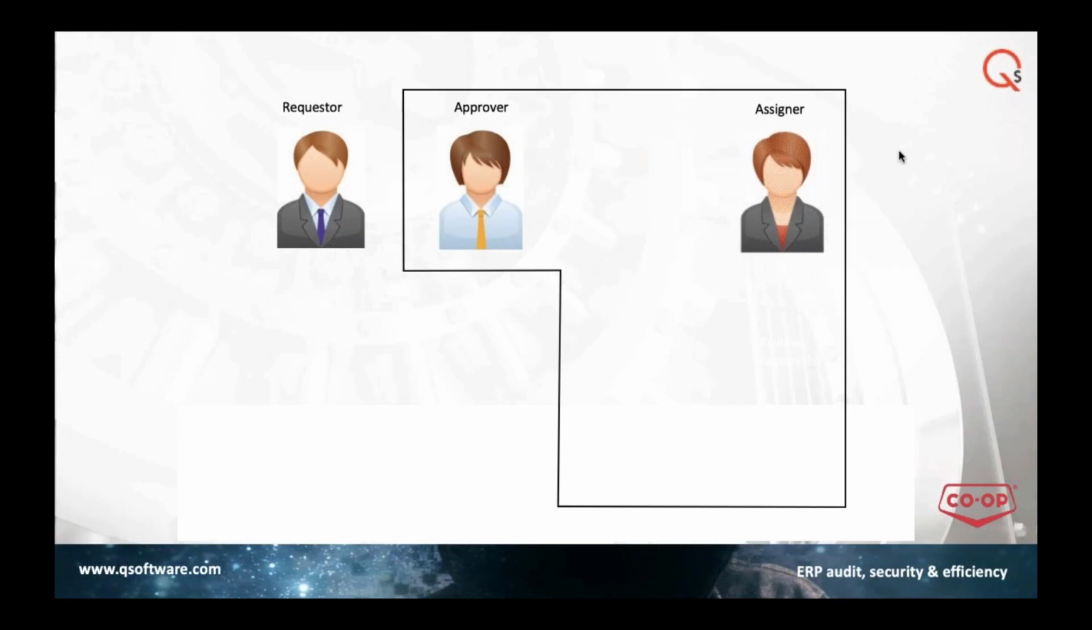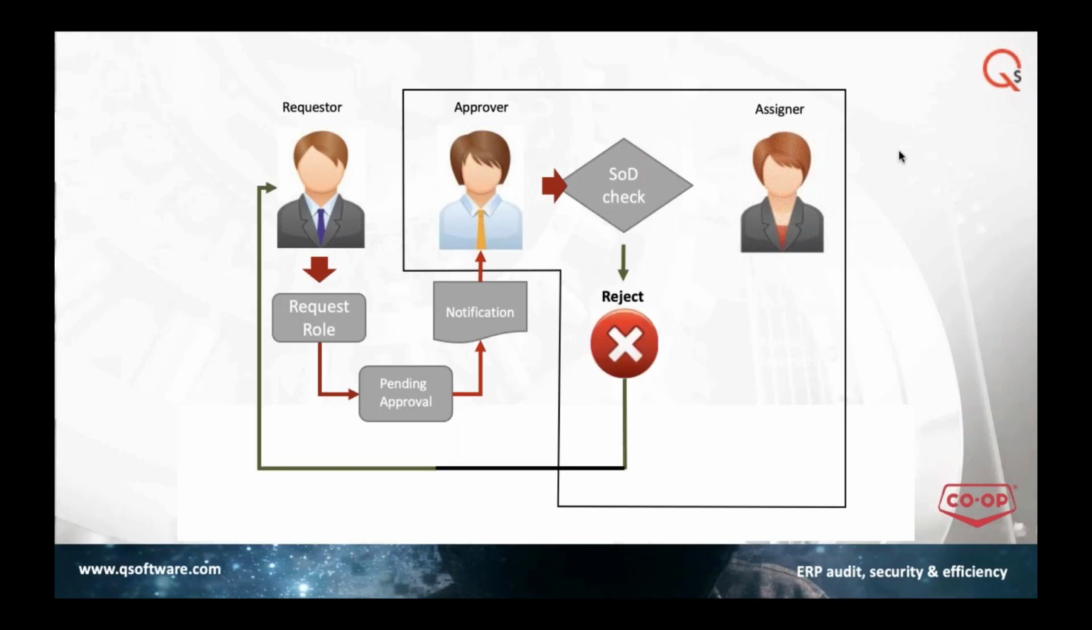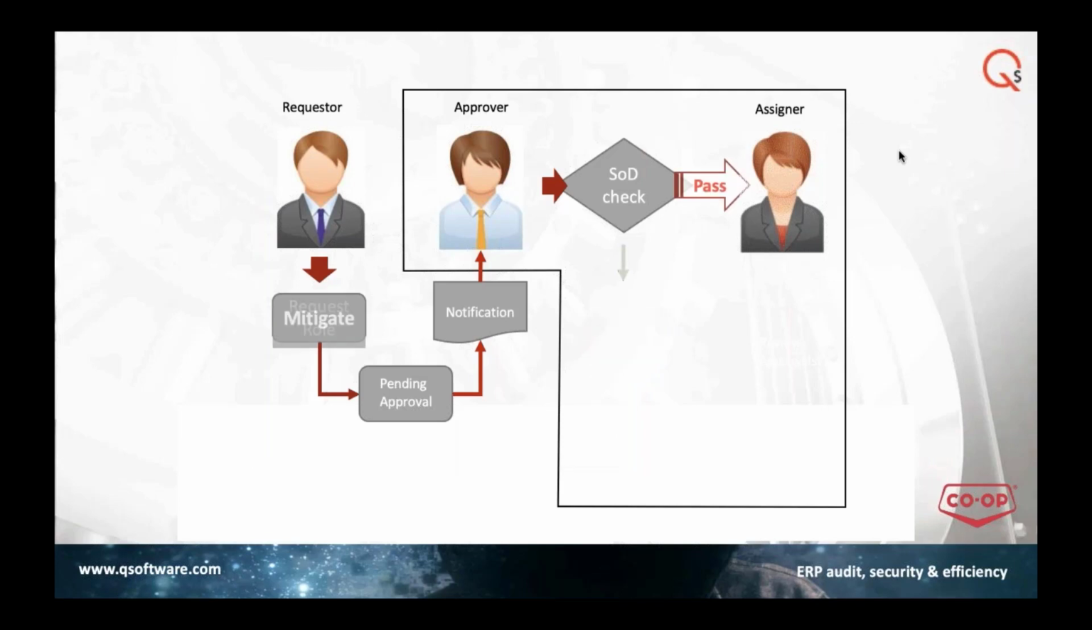But somebody logs in, requests a role for a user, goes into pending, and then the approver concerned will get, for that role, a notification via email, and they look at it. They can take this option of running an SOD check, yes or no. If it fails the SOD check, this will come back to the requester and say, what do you want to do about it? If you want to put in mitigation, they can do. If it passes, it goes to the assigner, and the person will then allocate the role to the user.